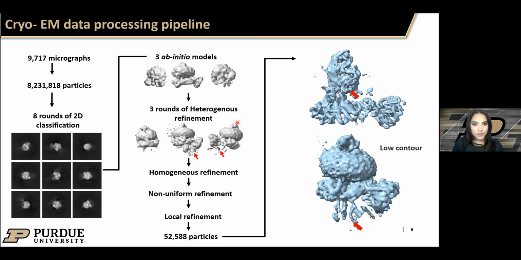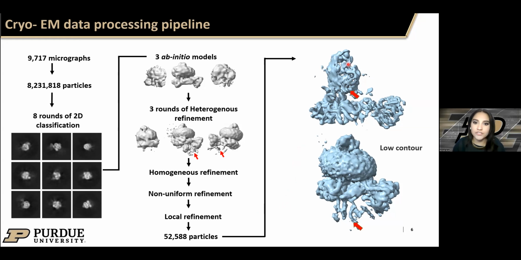And after 3 rounds of heterogeneous refinement, I started to see some interesting features, where I saw extra density where we expected to see density for SurA based on our previous structure. So after rounds of homogeneous, uniform, and local refinement, we ended up with 52,588 particles, and we were able to see 2 very distinct features from our previous structure of SurA bound to BamA in the presence of a substrate.